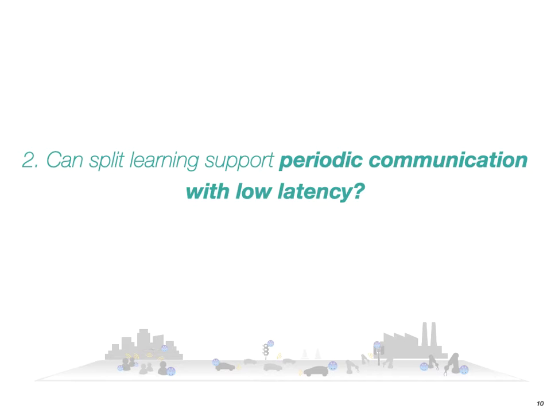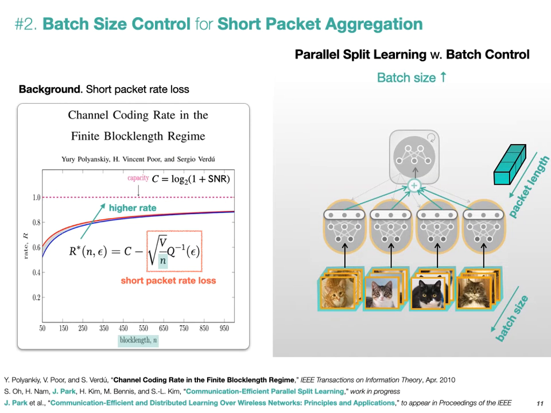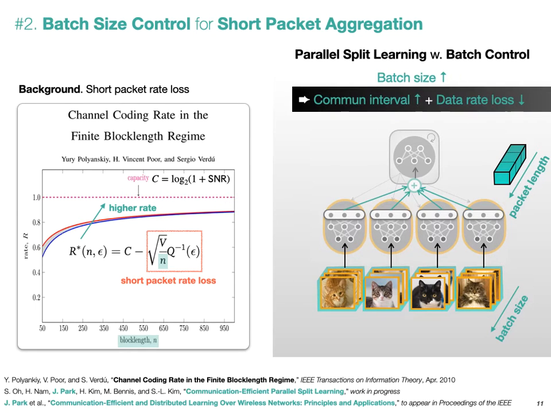Next question, can split learning support periodic communication with low latency? In federated learning, workers communicate with the server at intervals of multiple local iterations. By contrast, in split learning, workers by default communicate with the server per every iteration. And fixing this issue is not a difficult problem. We can just simply increase the batch size.